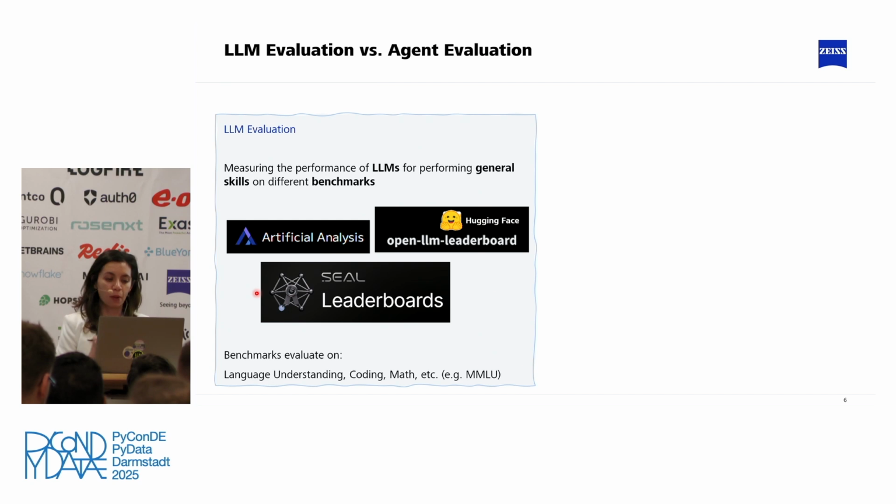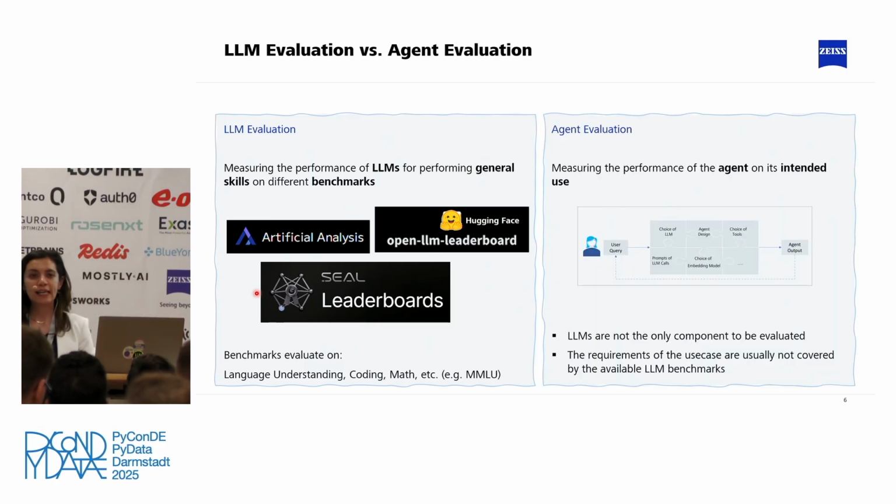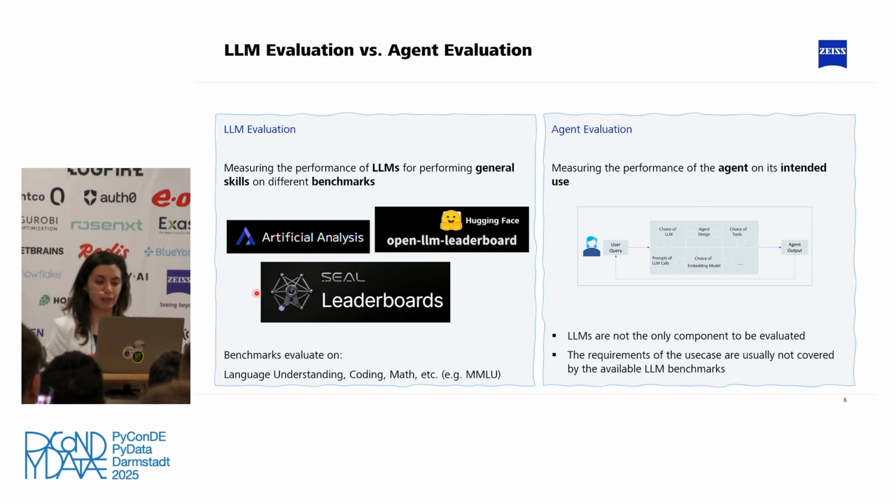However, they're tied to benchmarks which evaluate the language model with respect to generic tasks such as language understanding, coding, and math. When we are talking about agent evaluation, these LLM evaluations do not suffice. Why is this the case? When we want to evaluate agents, we are measuring the performance of the agent with respect to its intended use. And there are two limitations of the LLM evaluation. Firstly, the LLMs are not the only component in the agent to be evaluated. And secondly, the requirements of the use case are normally miles away from the benchmarks and the evaluation criteria of the LLMs.